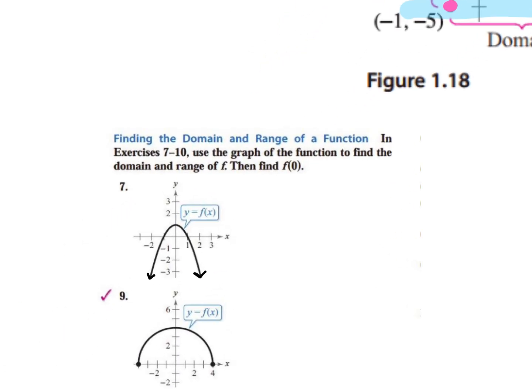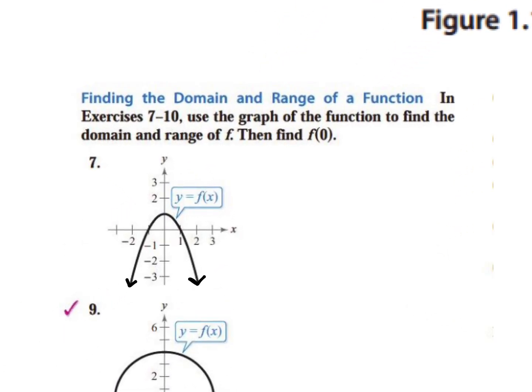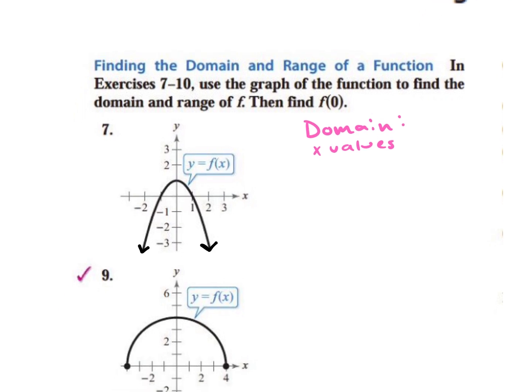So looking at number 7 at the bottom, we want to use the graph of the function to find the domain and range, then find f of 0. So let's start with the domain. Domain is the x values. So what is the smallest x value that our graph has here? Be careful here. It may look like -2, but our graph is going forever in this direction. My line may be a little bit exaggerated here, but it goes forever in the left direction. So -infinity, perfect. So our graph starts at -infinity.